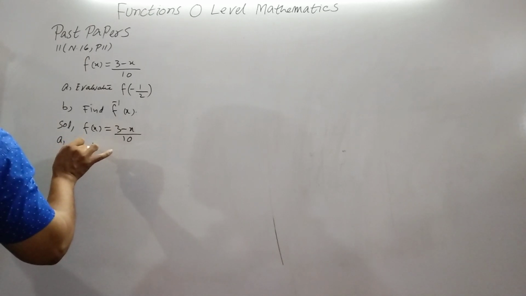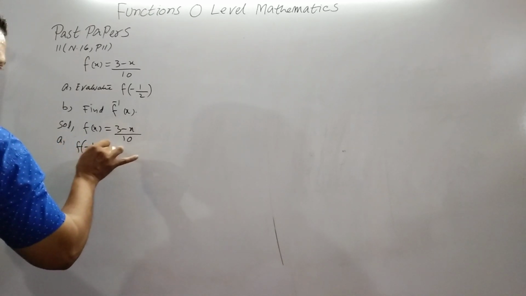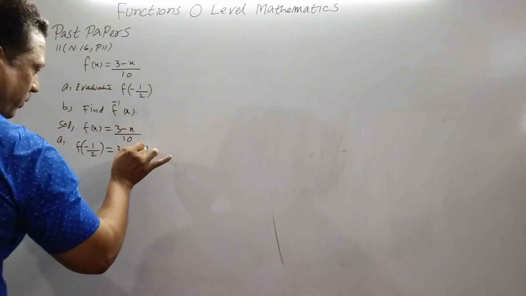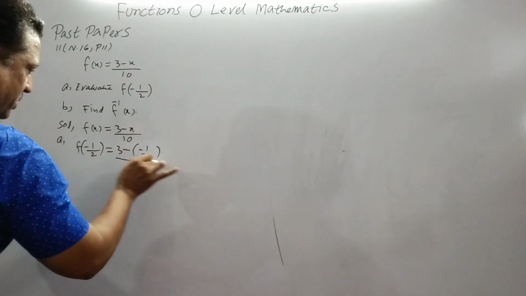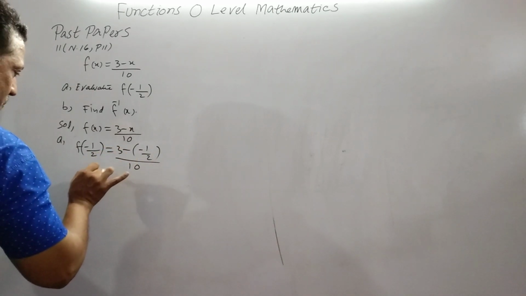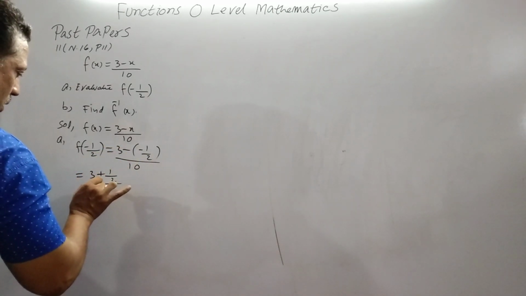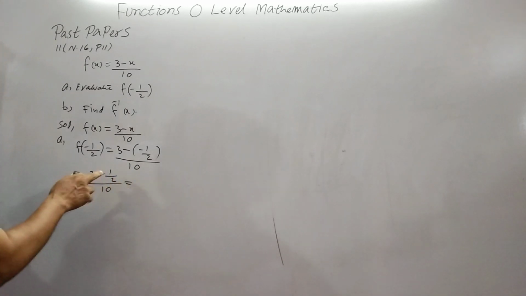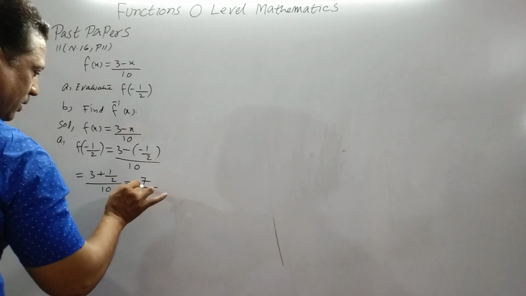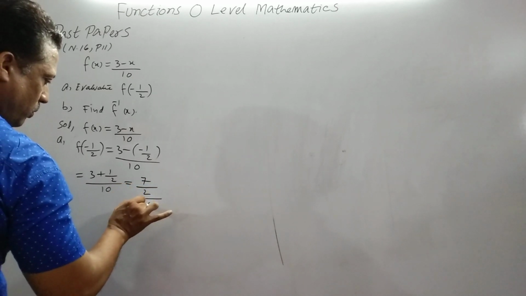f of minus 1 upon 2 is equal to 3 minus x. x is already minus 1 upon 2, so this is the mistake. 3 minus minus is plus 1 upon 2, upon 10. Now 2 threes are 6, 6 plus 1 is 7 upon 2 upon 10.